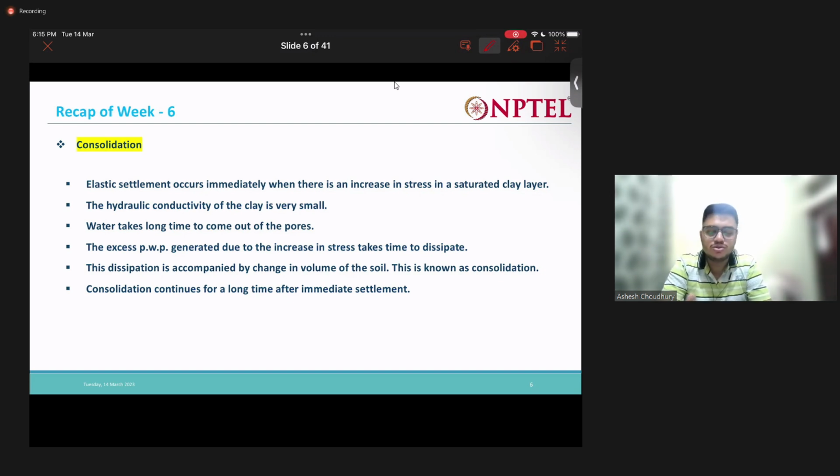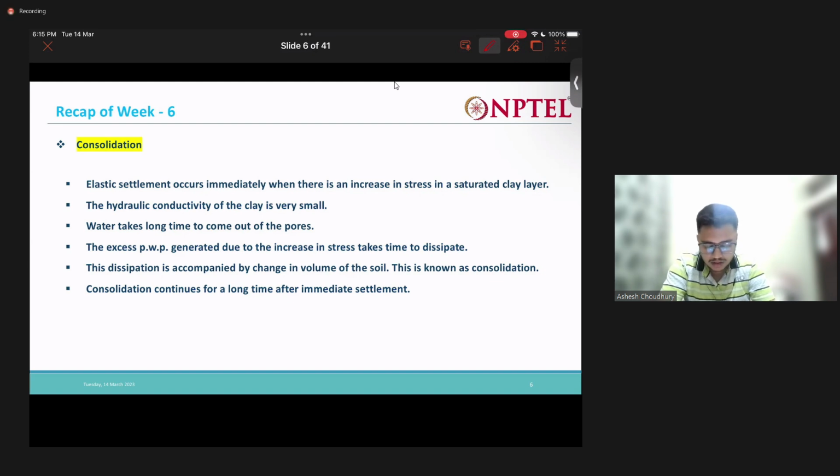This consolidation process is very time dependent, and it is directly dependent on the hydraulic conductivity of the soil. We will be seeing all these things next week. You might have already seen this in the seventh week lecture, where we derived Terzaghi's one-dimensional consolidation equation, where the coefficient of consolidation is related to kv, which is nothing but the hydraulic conductivity in the vertical direction.